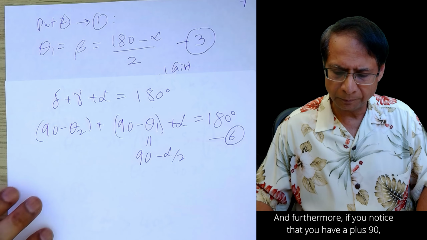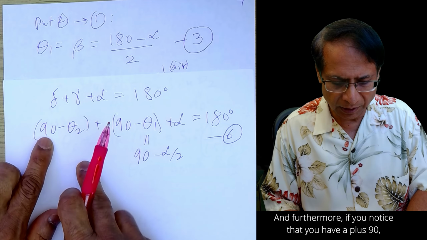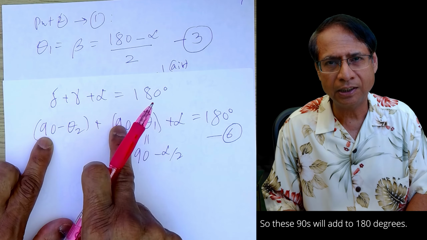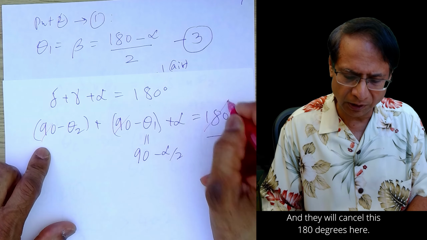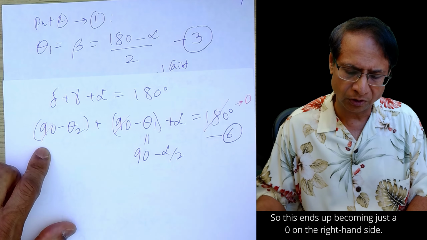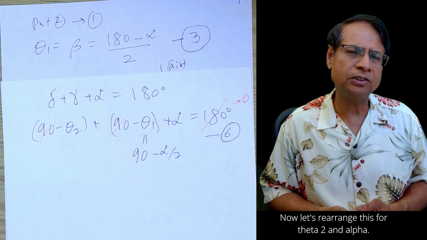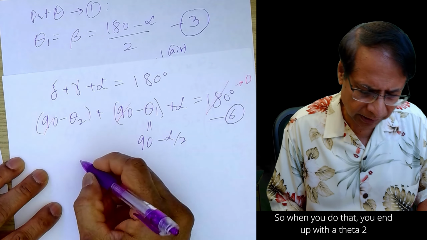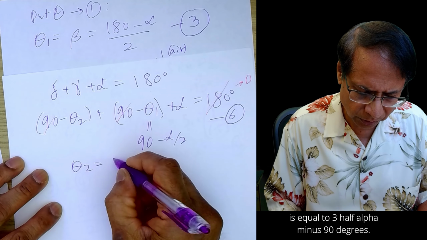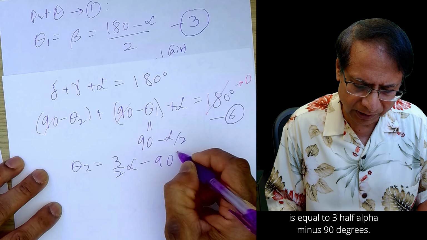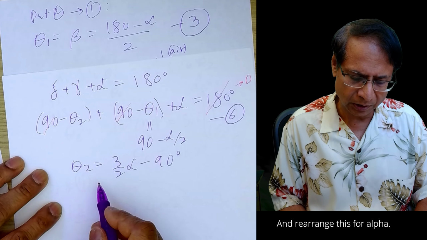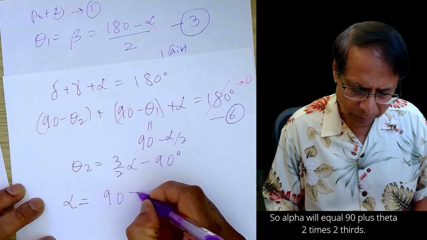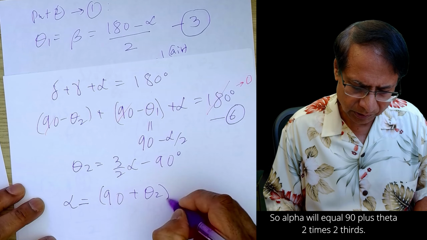And furthermore, if you notice that you have a plus 90, a plus 90, and a plus 180 degrees here. So these 90s will add to 180 degrees, and they will cancel this 180 degrees here. So this ends up becoming just a 0 on the right hand side. Now let's rearrange this for theta 2 and alpha. So when you do that, you end up with theta 2 is equal to 3/2 alpha minus 90 degrees. And rearrange this for alpha. So alpha will equal 90 plus theta 2, times 2/3.